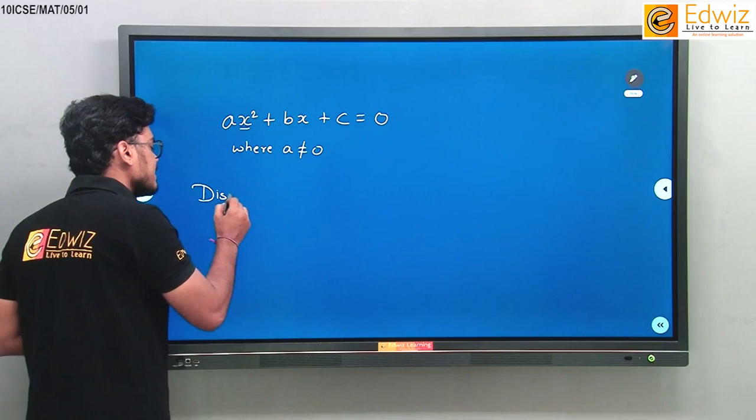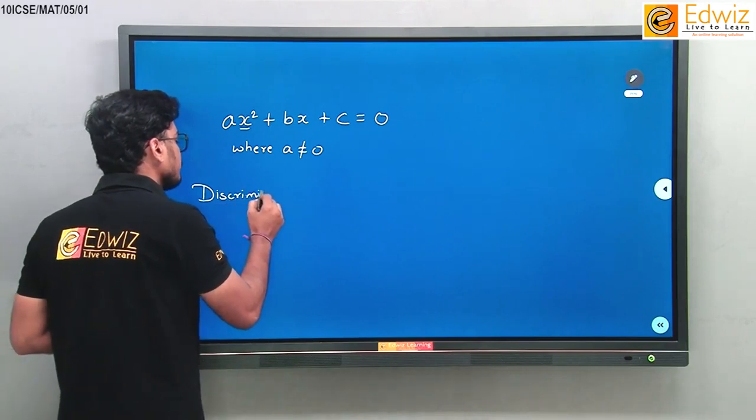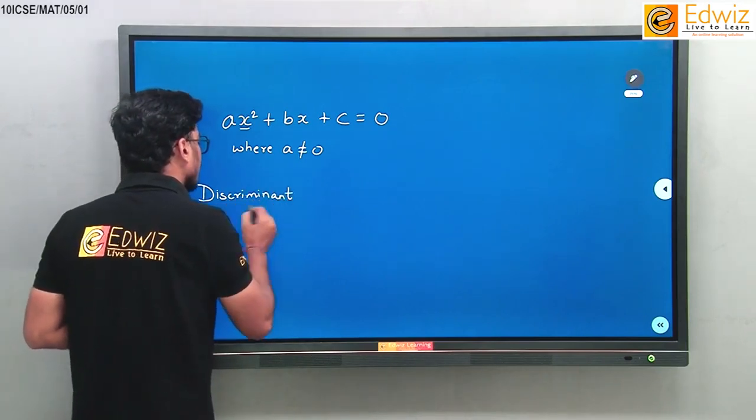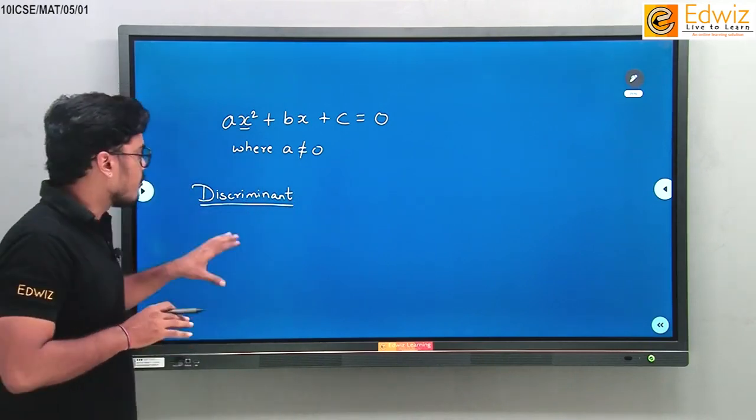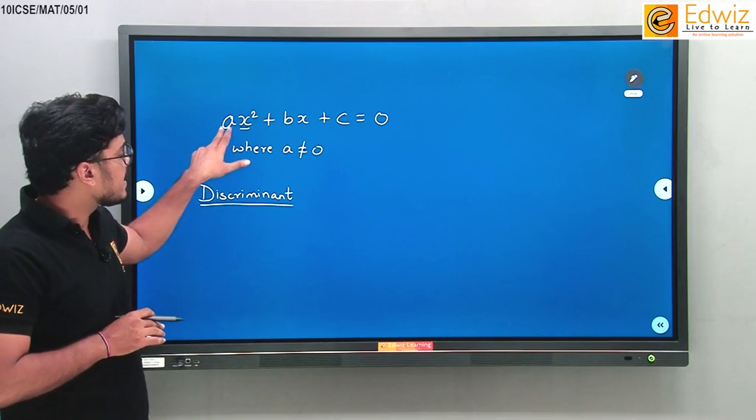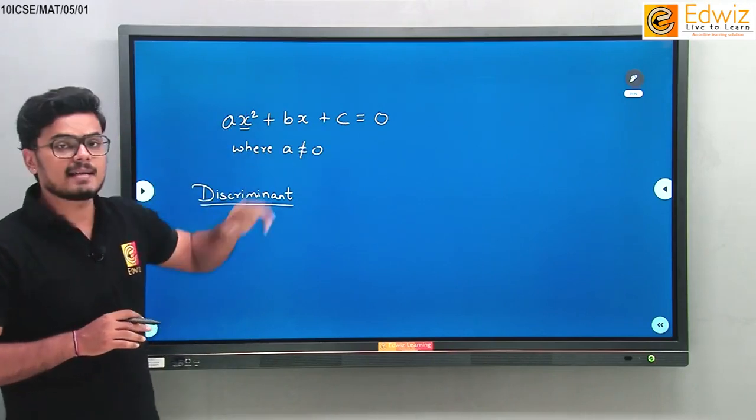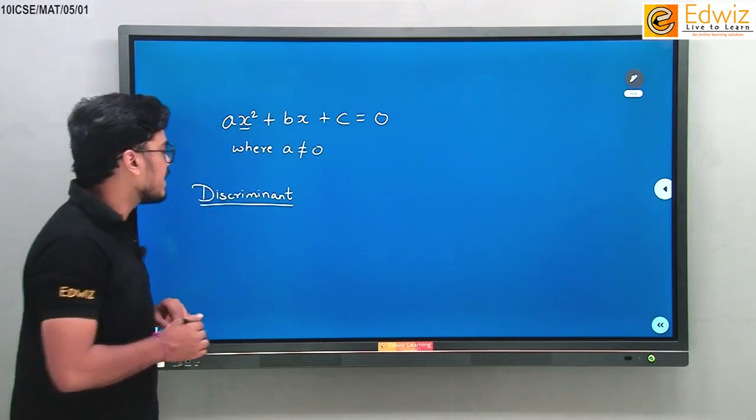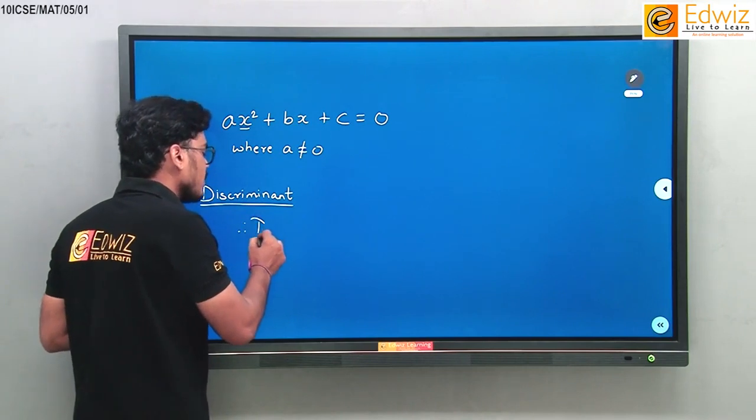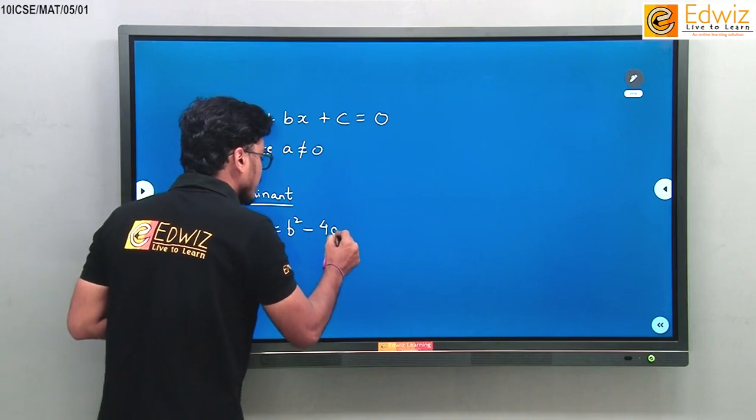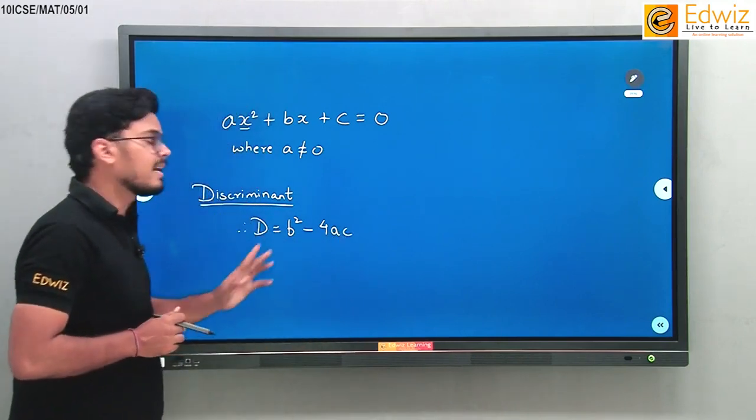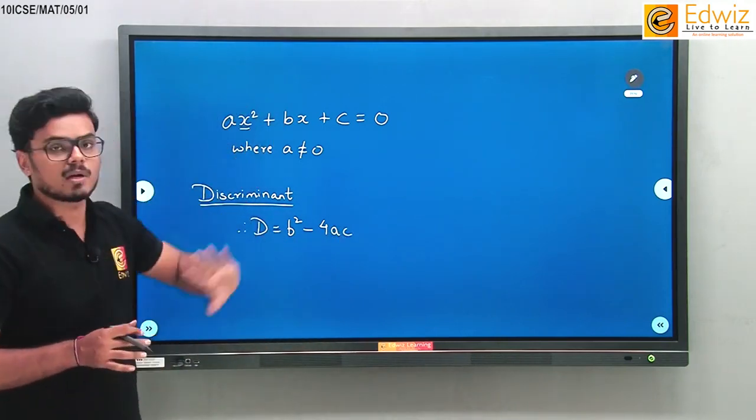There is something called the discriminant. The discriminant of a quadratic equation. Now what is the discriminant? It depends on the values of a, b and c. The formula for the discriminant is b square minus 4ac, where a, b, c are the constants that you see here in the quadratic equation.